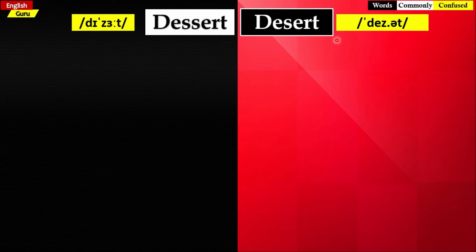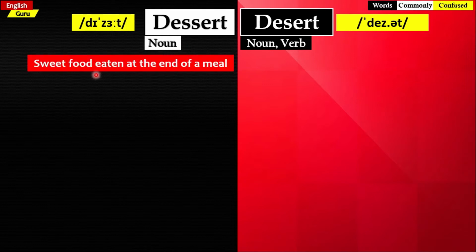Dessert, desert, desert, desert. Let us see the usage and difference between these two words. Dessert is used as a noun, whereas desert can be used as a noun and as a verb also. Dessert means sweet food eaten at the end of a meal.